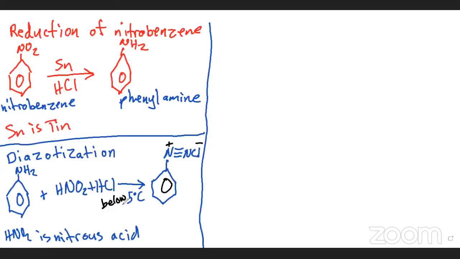This compound here, with the nitrogen triple bonded to nitrogen, is called the diazonium salt. So the name of the reaction is diazotization. So phenylamine with nitrous acid and hydrochloric acid, we are making a diazonium salt. For these reactions, just study the reagent and the product.